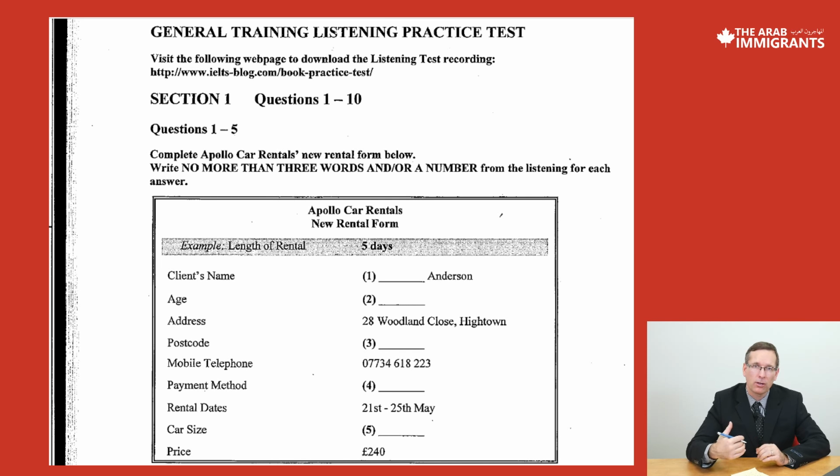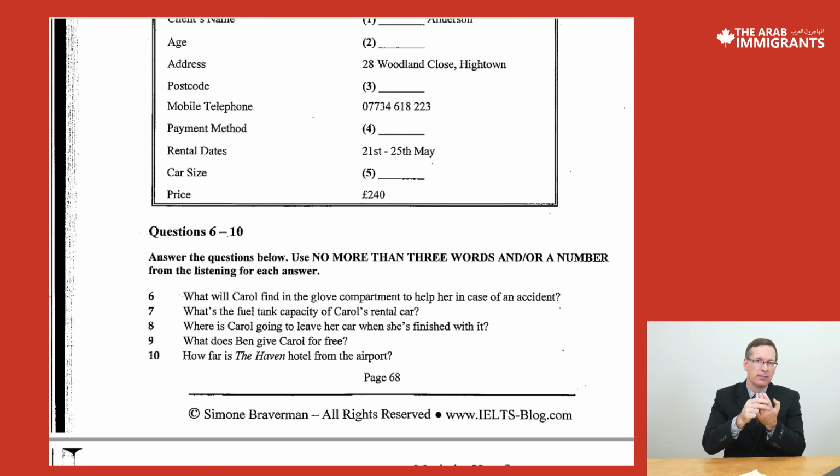In the next section, questions 6 to 10, here we're going to listen to this, but pay attention to the instructions. Remember I said you should identify how many words in a section. So in questions 6 to 10, the instructions say, answer the questions below, use no more than 3 words and or a number. So I maximum have 3, either words or numbers or a combination, in each answer that I give for 6 to 10.